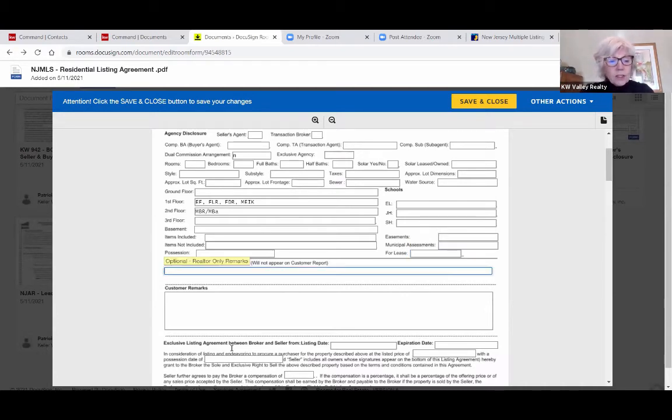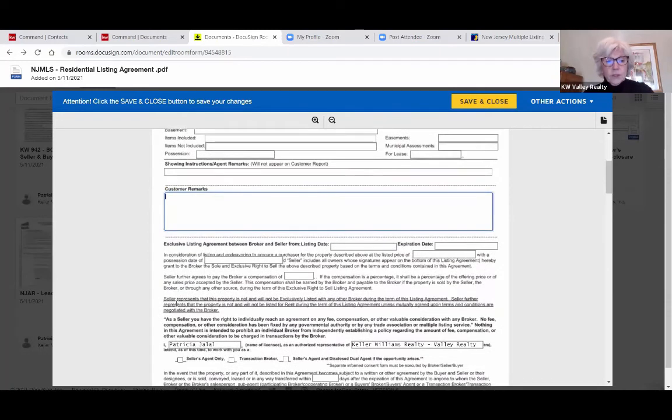Okay. Showing instructions, that appears only for the realtor. And then customer remarks. That's what's going to go on the internet. So that's the most important ad you can write. Make sure that first sentence grabs people's attention. You can put the utilitarian comments later on.